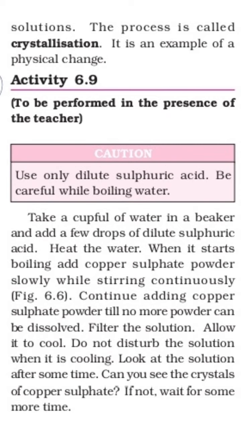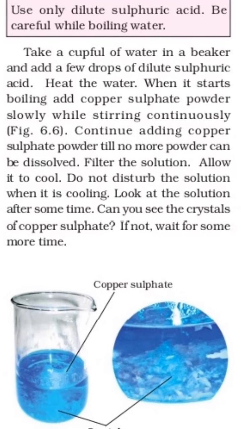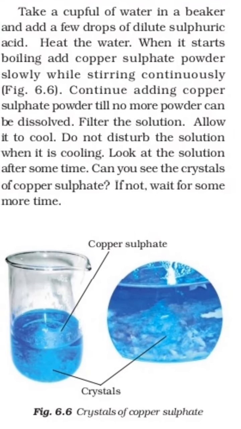And can you see, the crystals of copper sulfate will be formed. Suppose they are not formed, we have to wait for more time. Here you can see in this picture, figure 6.6, water in a beaker, then we add dilute sulfuric acid and then copper sulfate powder, and afterwards the crystals obtained by this process are shown in a round shape.